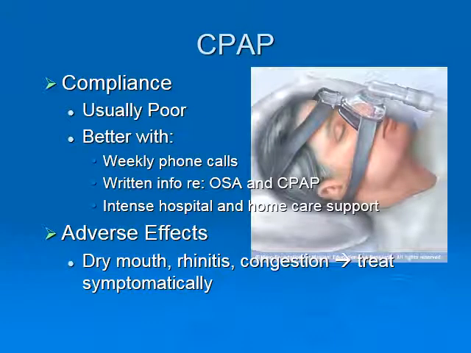The main disadvantage of the CPAP is compliance. It is very difficult to be compliant with the CPAP and apply that mask on your nostrils before sleep every time. It's interfering with traveling, interfering with mobility from one place to another. For the adverse effects, there are dry mouth, rhinitis, and congestion, and they are treated symptomatically.